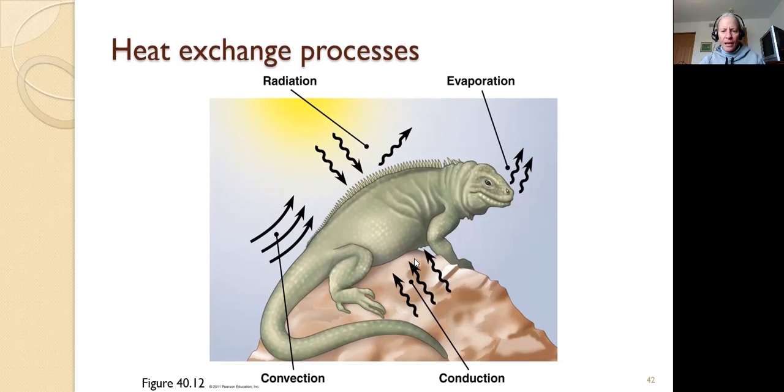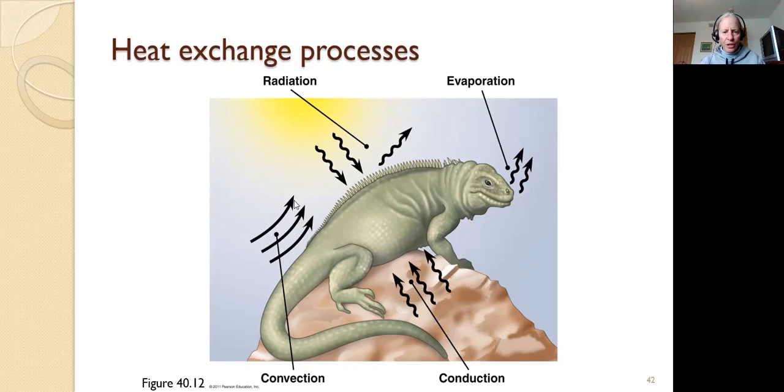The third one is conduction, and conduction is really easy to understand. It's just heat that is being transferred between 2 objects or 2 bodies that are directly touching. So this lizard, actually it looks like an iguana, is absorbing heat directly from this warm rock that it is sitting on. So that is heat exchange by direct contact.